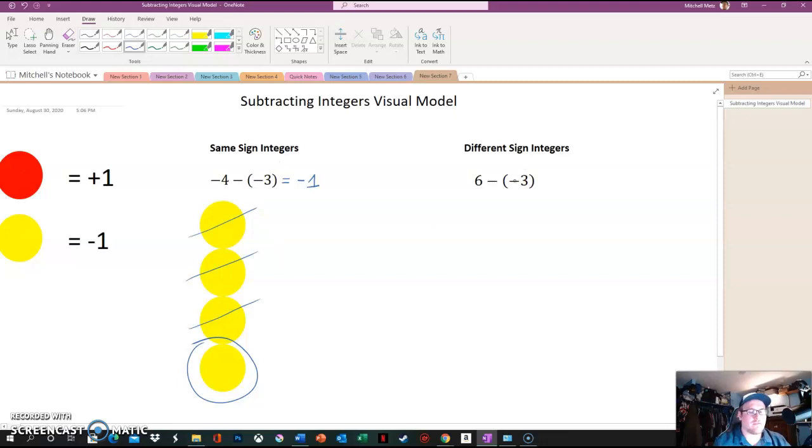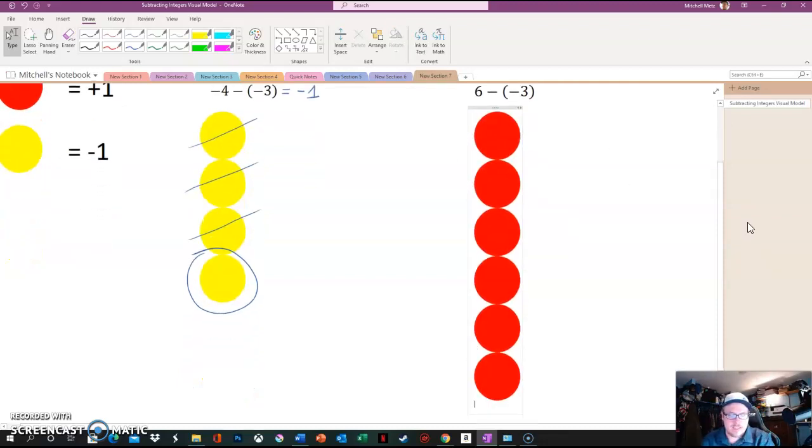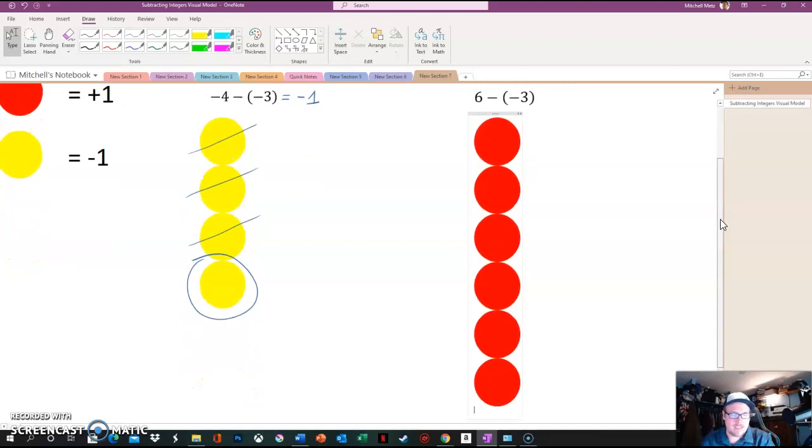So that's how you can think of same sign integer subtraction. Now let's move on to different sign integer subtraction. This one was a little hard for me to understand, but I'm going to try my best to explain it. We're going to start with +6, so I need 6 of my red circles to represent that. I need to copy these and put them over here: 1, 2, 3, 4, 5, 6. This is going to push me down a little bit because of my screen size.